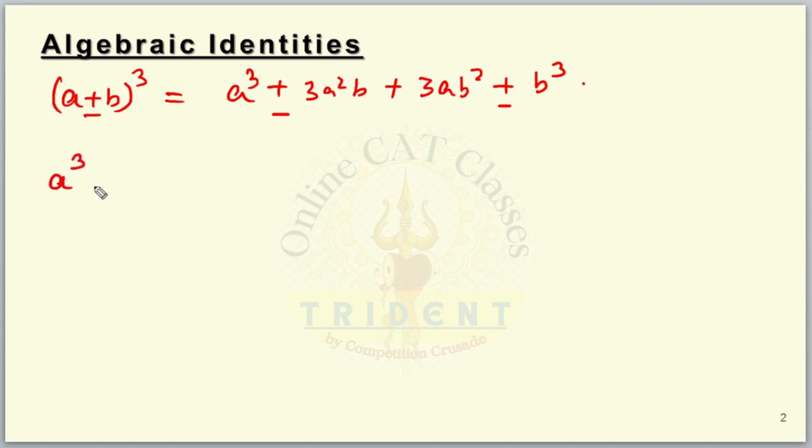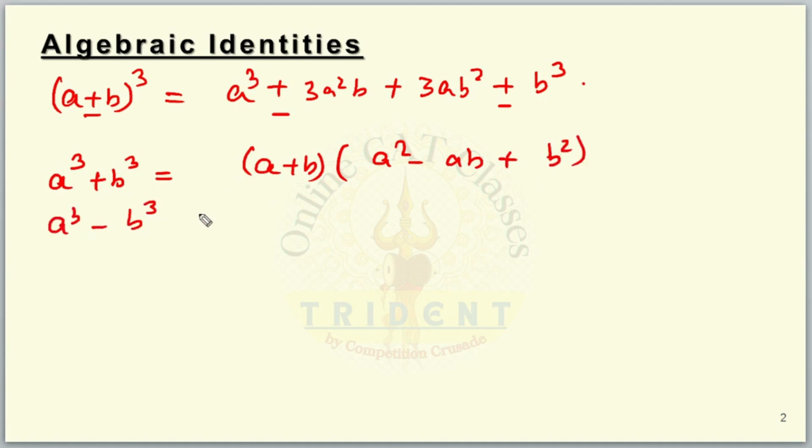Now a cube plus b cube is equal to a plus b into a square minus ab plus b square. And similarly, a cube minus b cube is going to be a minus b multiplied by a square plus ab plus b square. These are some of the important things that you can remember. The others you already remember.